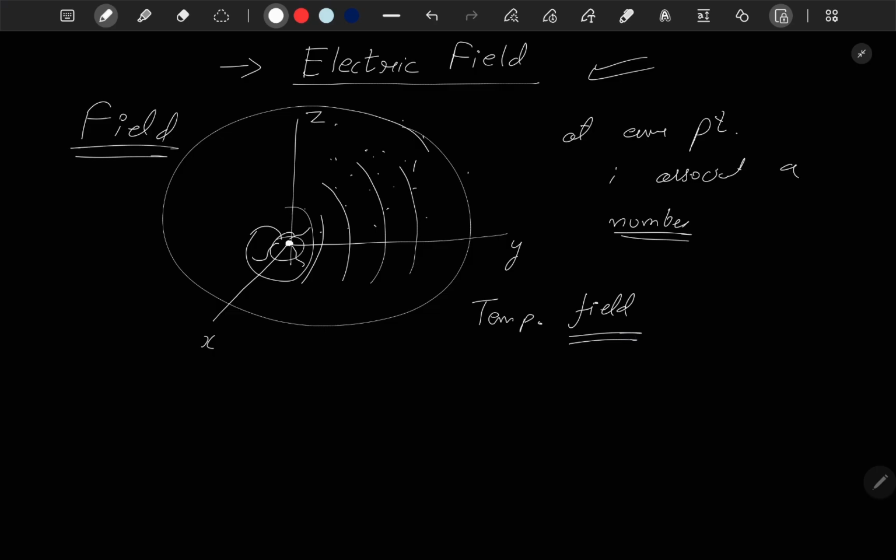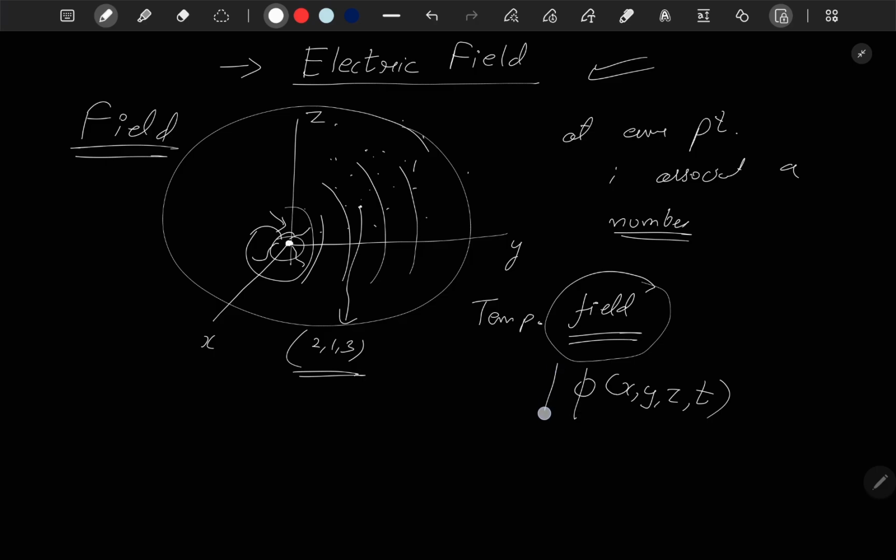So field is nothing but a function of space time. I mean, it could vary with time as well. Suppose it is getting hot and hot, then at some point, say this point is (2, 1, 3), temperature may vary with time. So field in general can be some function of space x, y, z and time. So this is the concept of field in general.